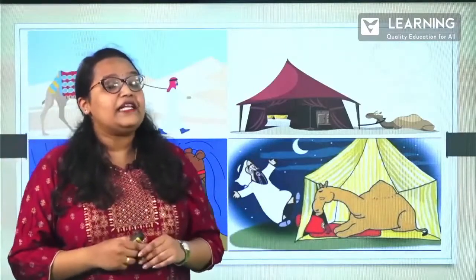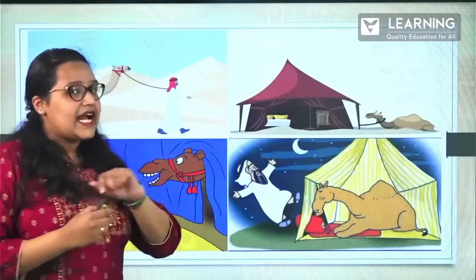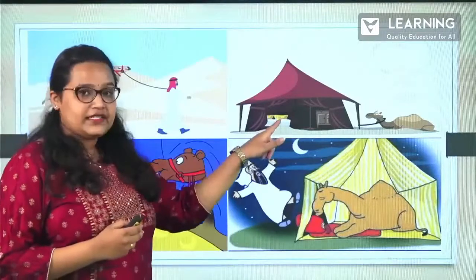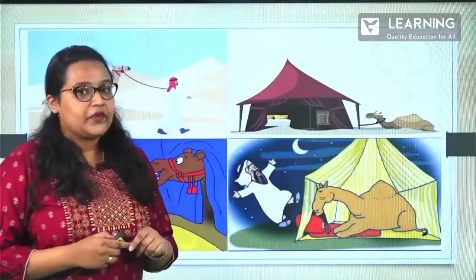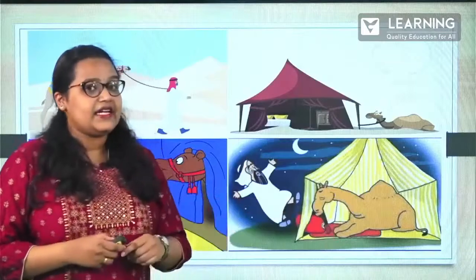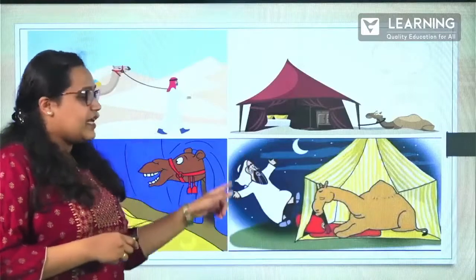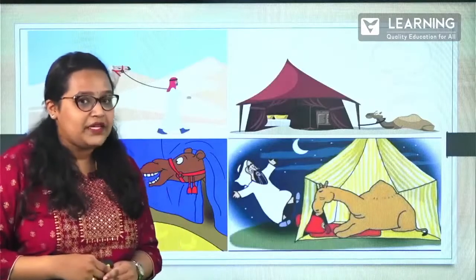This is how we'll be learning inside and outside. Starting, the Arab was inside the tent. Next, the camel was outside the tent. Slowly, the camel went inside the tent and the Arab came outside the tent. Shall we discuss a few more examples?